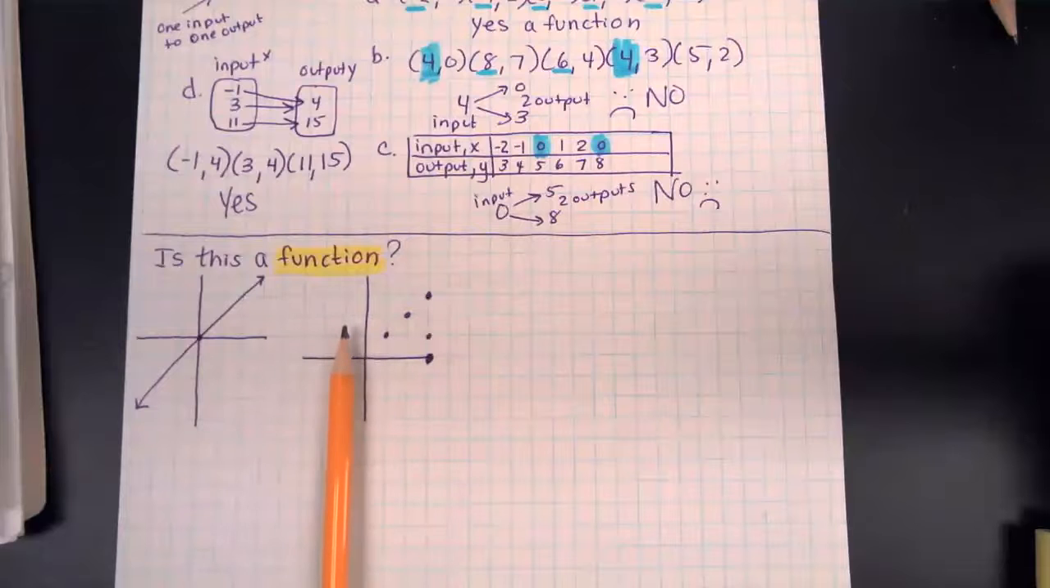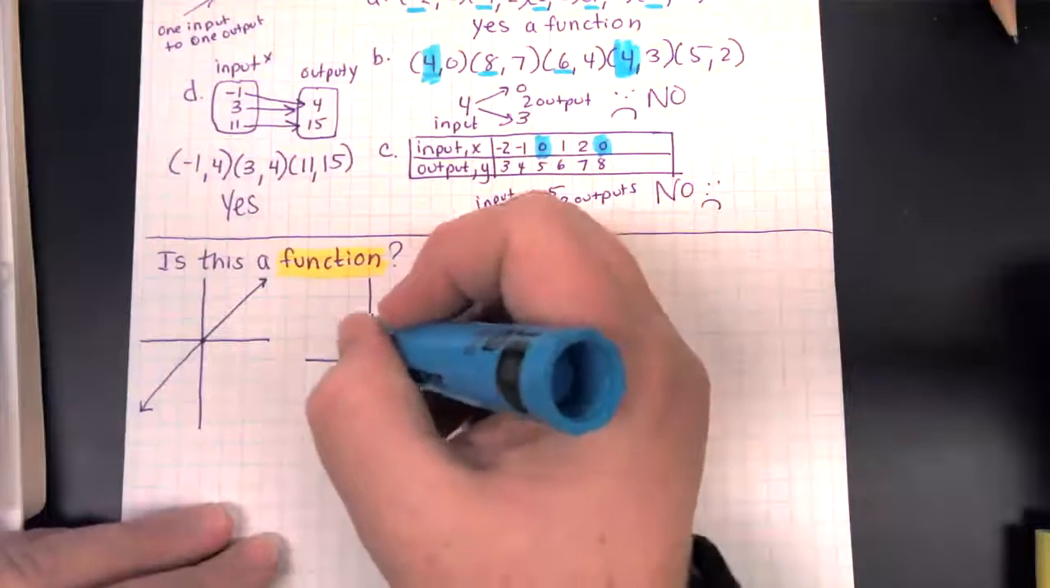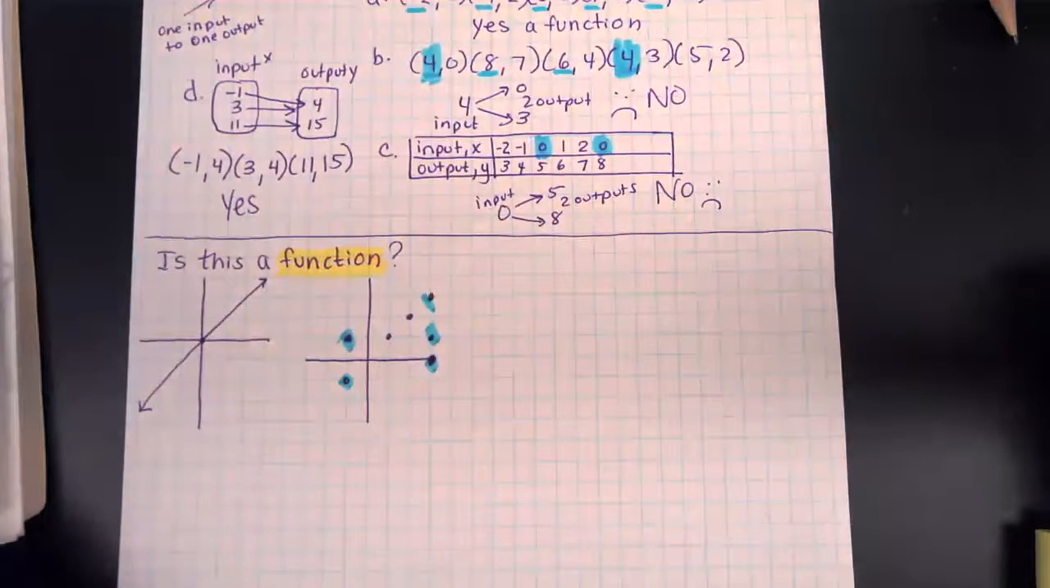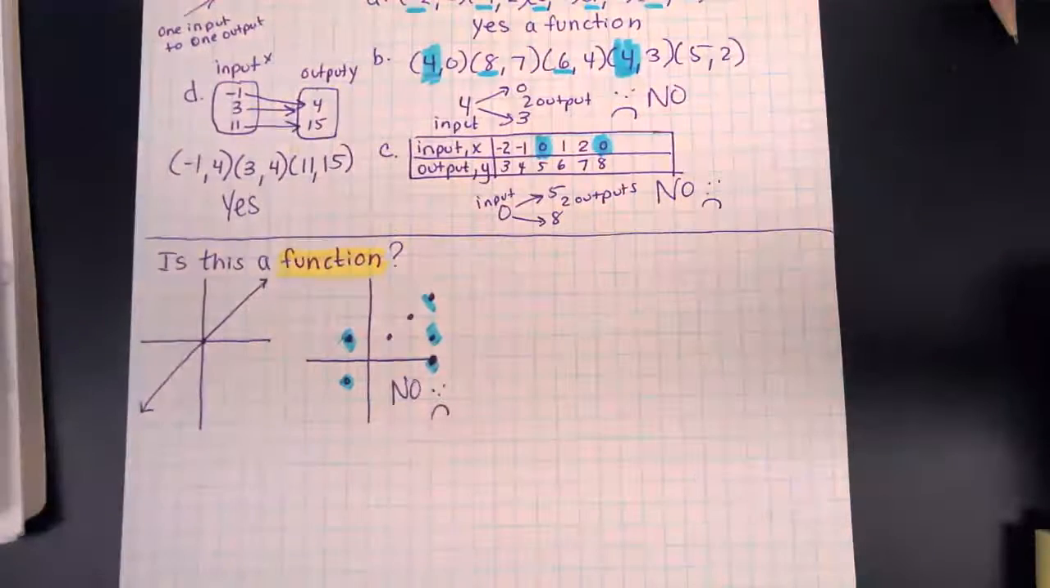It also hits right there. So I'm actually going to highlight where it makes this not true. So this is no, it is not a function. Is it a relation? Yes. But is it a function? No.